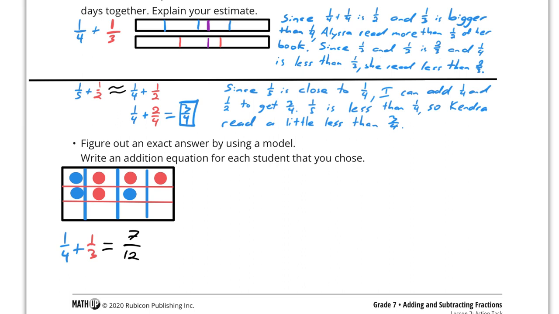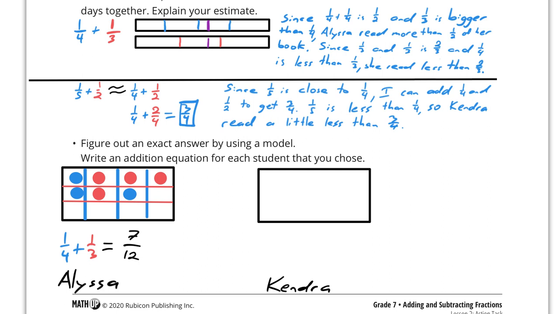7/12 is the answer. And does that fit with our answer from up here? We said that it was going to be more than half, right? More than half. And 7/12 is more than half. And we said it would be less than 2/3. Well, this would be 2/3, and it is indeed less than 2/3. So it fits perfectly. Next, let's do Kendra's model.